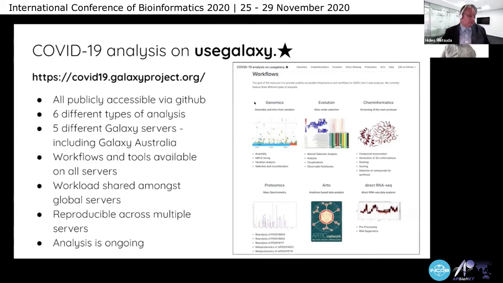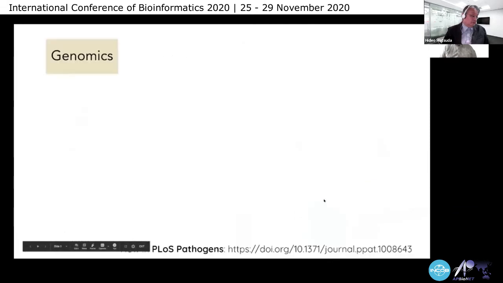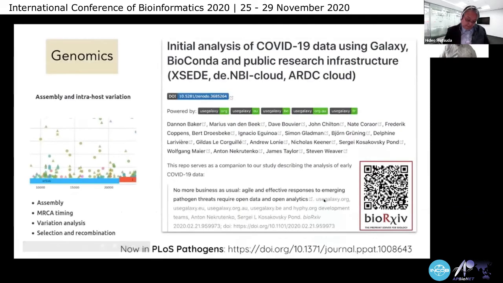We worked on things like genomics and evolution, cheminformatics, proteomics, and direct RNA sequencing and amplicon-based sequencing. In the genomics section, for example, we did things like assembly, MRCA timing, variation analysis, and selection and recombination. All of this work was published in bioRxiv and since in PLOS ONE.